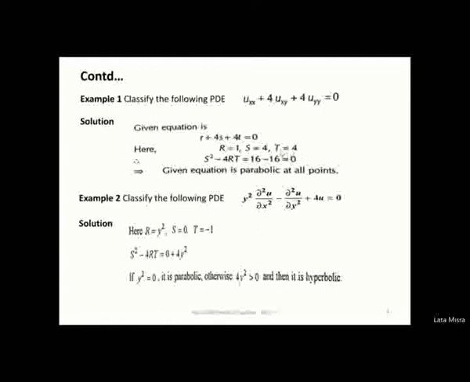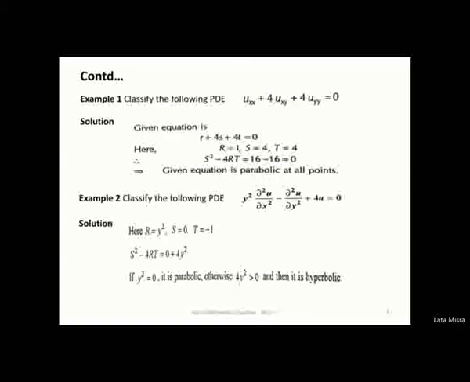Now just use R, S, T in S² − 4RT. When we substitute S, we have 16, and when we substitute 4RT, we again get 16, and 16 minus 16 is 0. So we have S² − 4RT equal to 0. So the partial differential equation is parabolic.